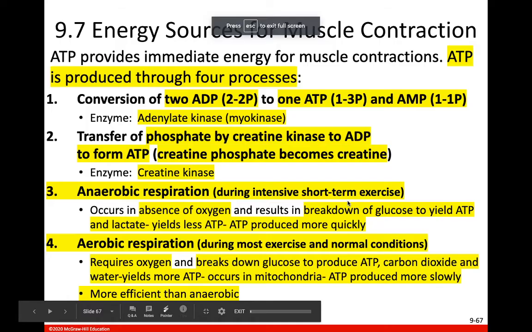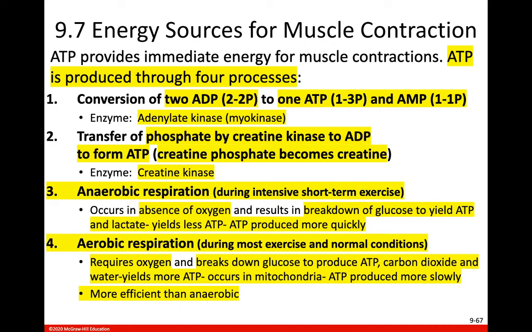So where do our muscles get the ATP that they need for contraction? Well, there are 4 processes that our muscles can use to produce ATP that they need for contraction. Remember, ATP, that T stands for tri. So ATP is adenosine triphosphate, which basically means that it has 3 phosphate groups.